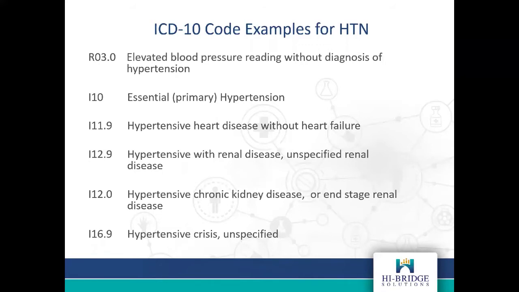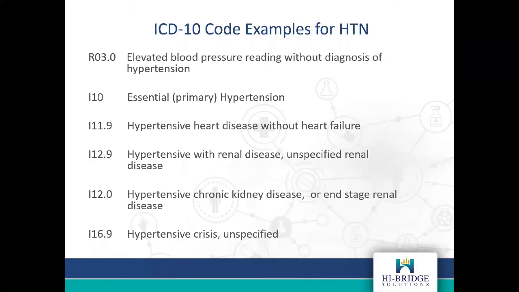And then, of course, I-16.9, hypertensive crisis, unspecified. So this is an unspecified code. And these just are a few codes that I use to kind of identify some of the codes to be used for hypertension. We know there are a gazillion codes in the ICD-10 book that you can use to pull these patients and identify these patients.